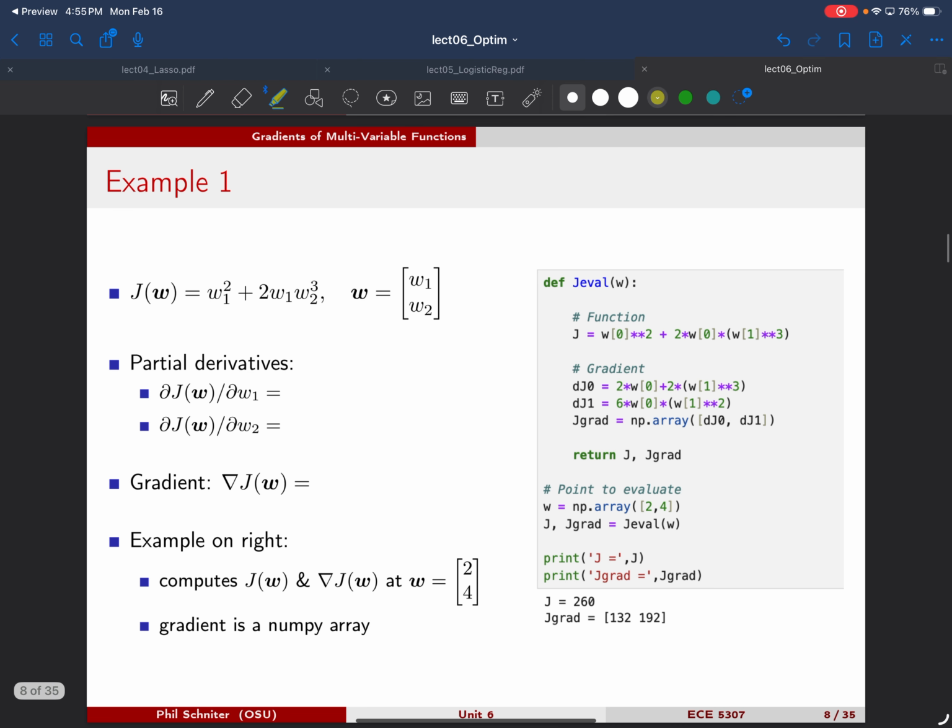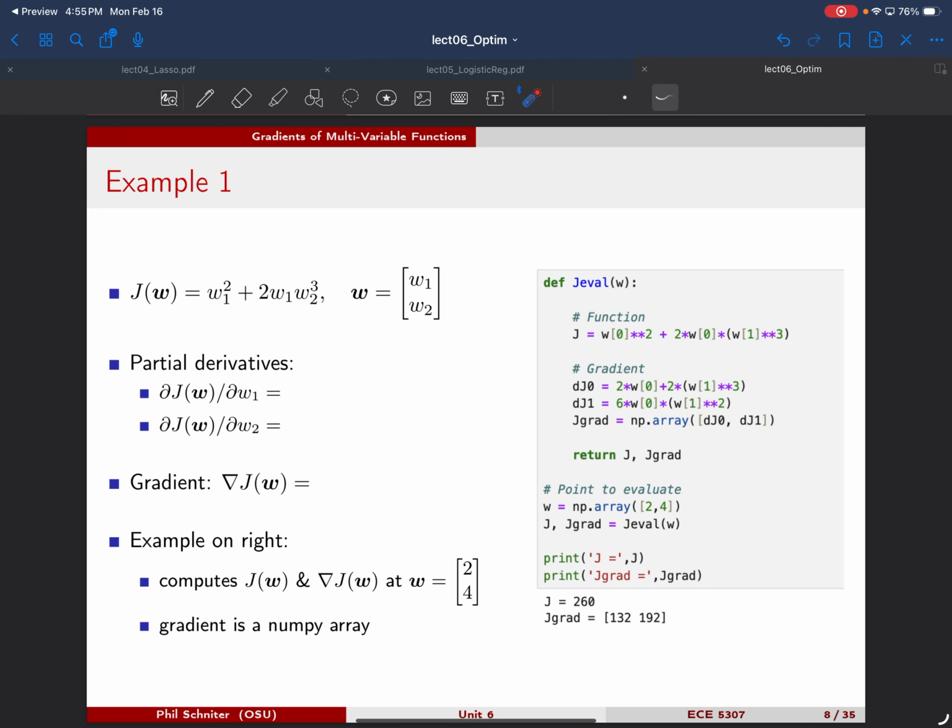Okay, so let's do some simple examples where we can also look at some code. In this case, we have a function with just two parameters we're optimizing, and our J is a nonlinear function of those parameters. So we need to first compute the partial derivatives in order to get the gradient.